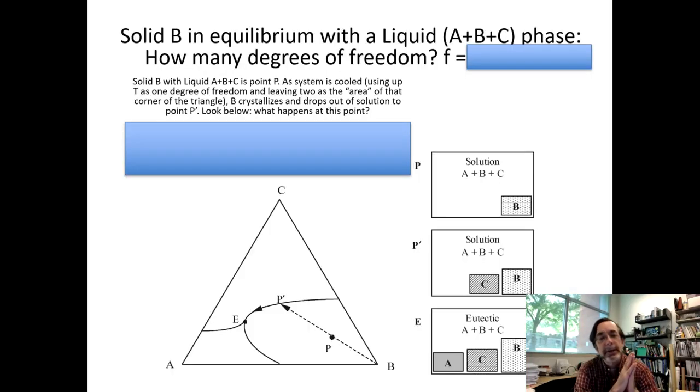So the first thing I want to do is clarify one point I had on the last slide where I got myself confused, because I said, how many degrees of freedom do we have in this rather complicated system? You have a liquid phase that's mixed, and you have solid B, and then you have the potential to make solid C and solid A. When you start, you just have solid B. And so what you have is the equation 3 minus 2 plus 2 equals 3.